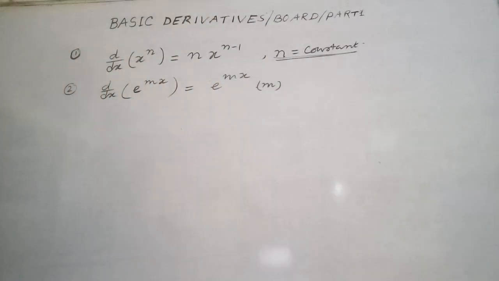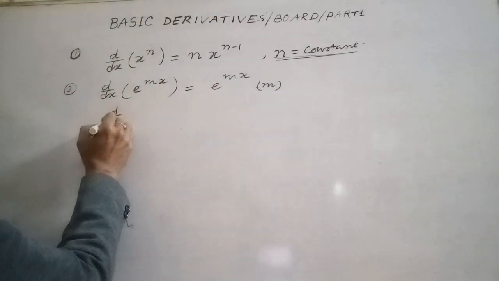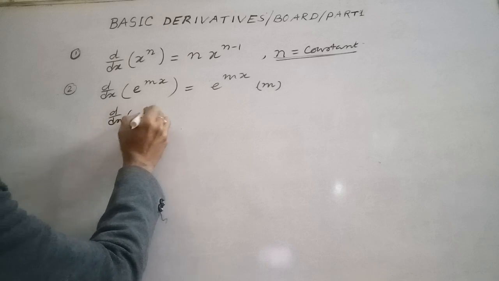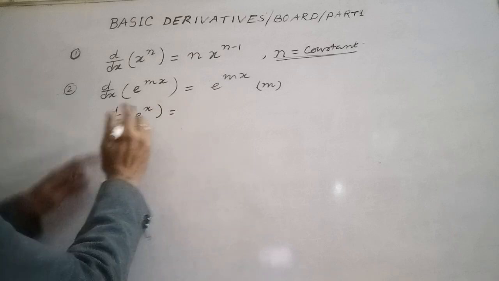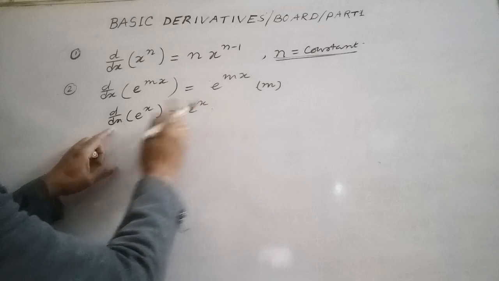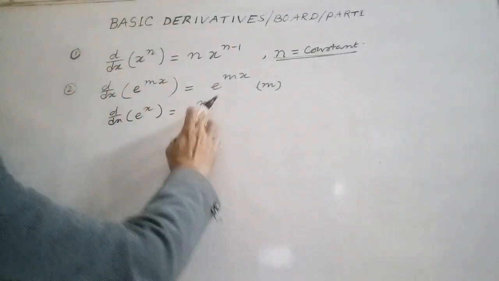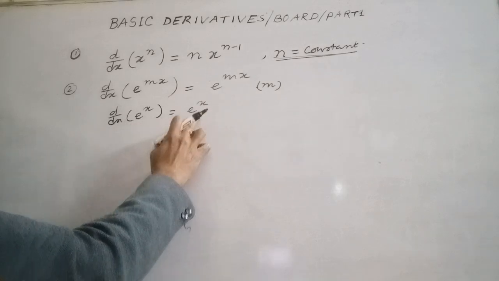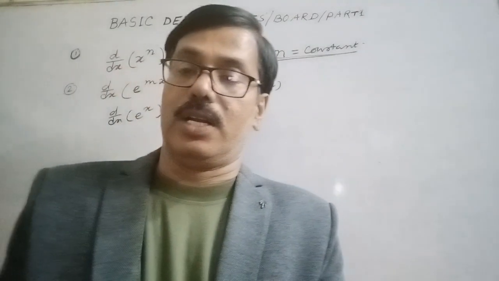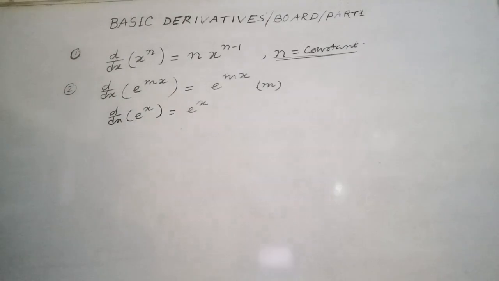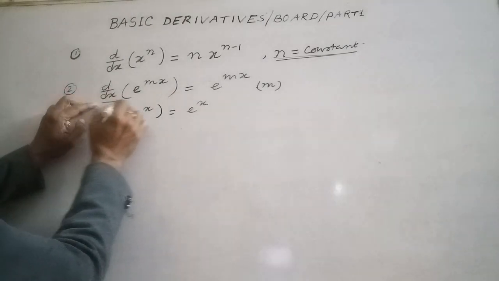Now application. d dx of e to the power x. So e to the power x into the coefficient of x, and the coefficient of x is 1. So the derivative of e to the power x is e to the power x. So you remember, this one is general.